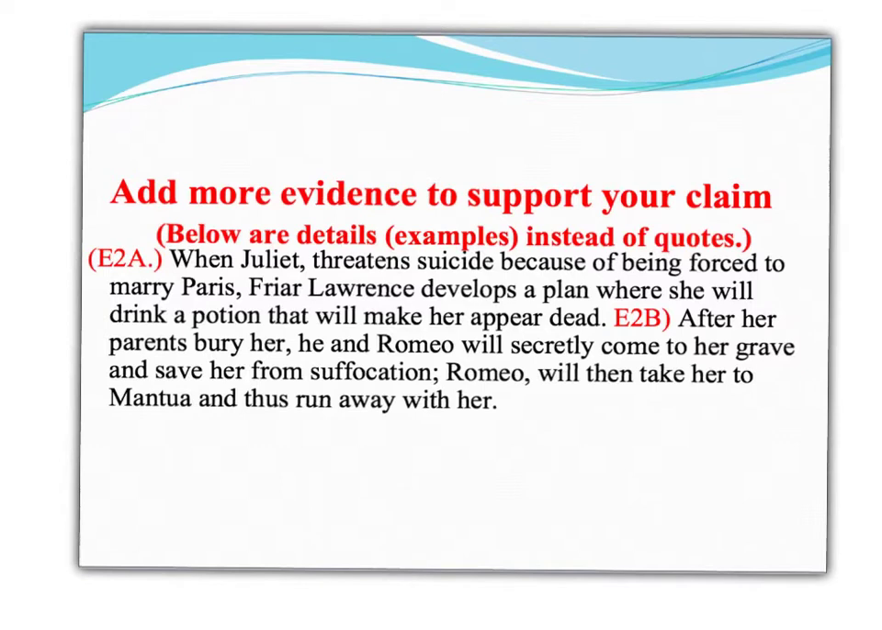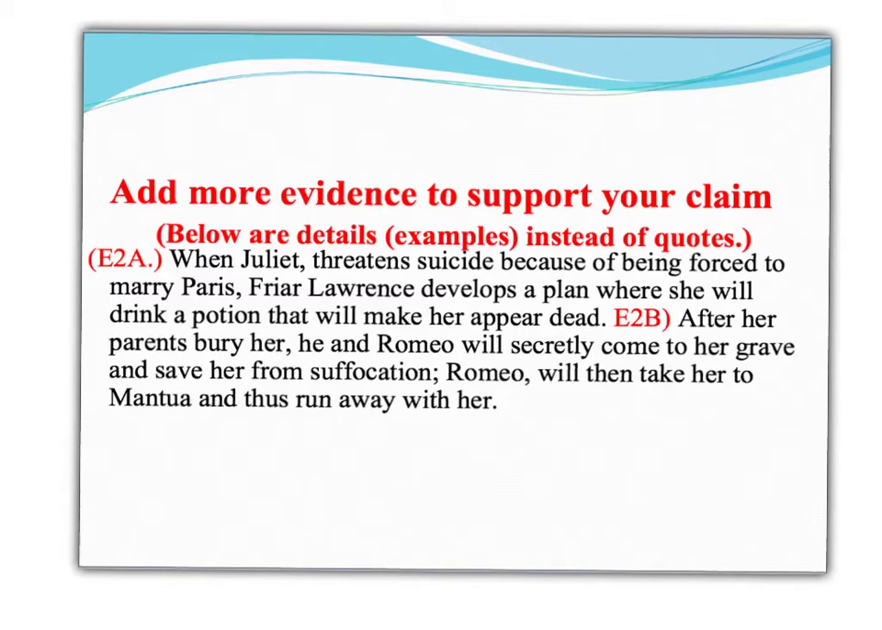So my second evidence says, when Juliet threatens suicide because of being forced to marry Paris, Friar Lawrence develops a plan where she will drink a potion that will make her appear dead. After her parents bury her, he and Romeo will secretly come to her grave and save her from suffocation. Romeo will then take her to Mantua and thus run away with her.